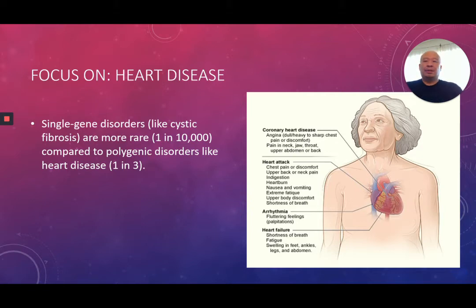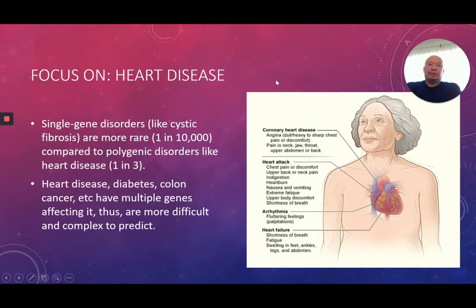So the likelihood of getting that cystic fibrosis gene is basically 1 in 10,000. Now, when you compare it to heart disease, which is a polygenic disorder involving multiple alleles and genes, the rate or the occurrence is basically 1 in 3. Okay, so much, much greater chance of getting heart disease than cystic fibrosis.